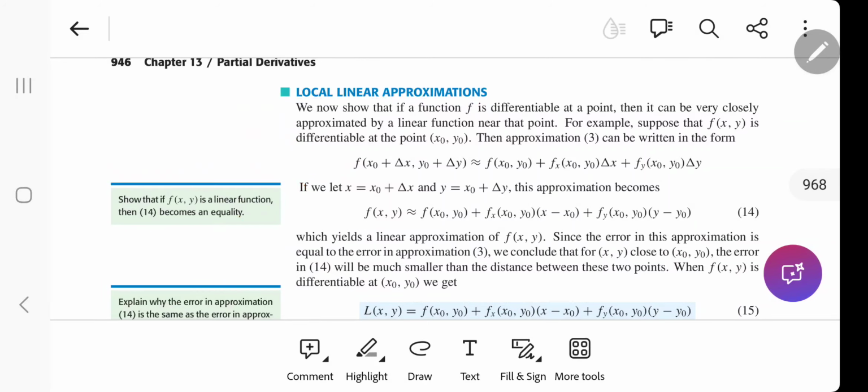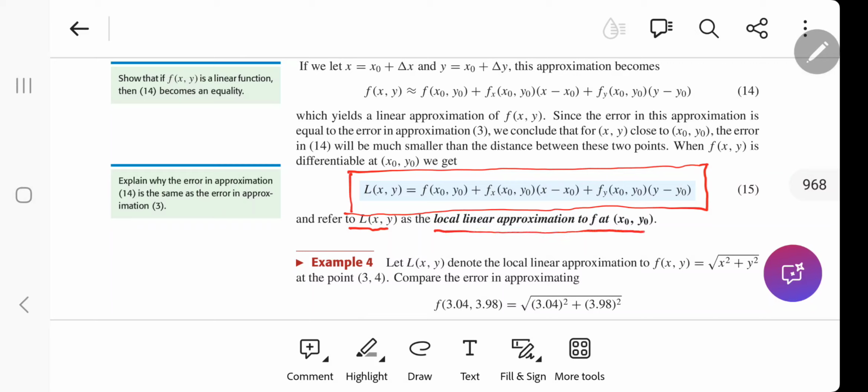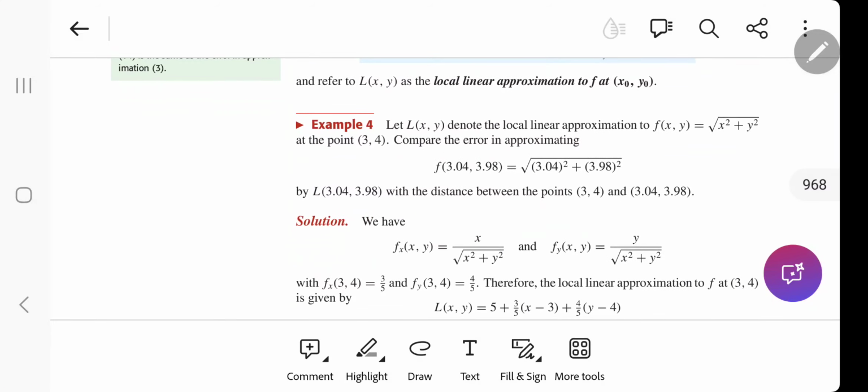So how to find this one? There is a formula for that. L of x, y is equal to f of x0, y0 plus fx, the partial derivative with respect to x, at x0, y0 into x minus x0, plus fy at x0, y0 into y minus y0. This will be a linear function which is called the local linear approximation of f at x0, y0. So you can find the local linear approximation of a function.